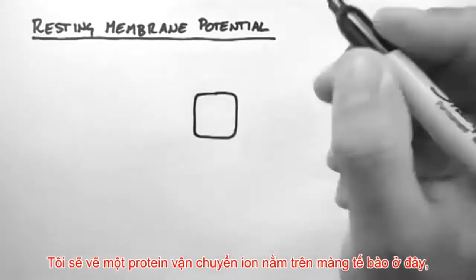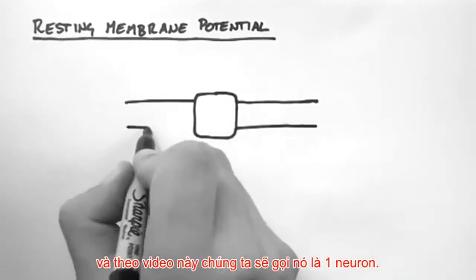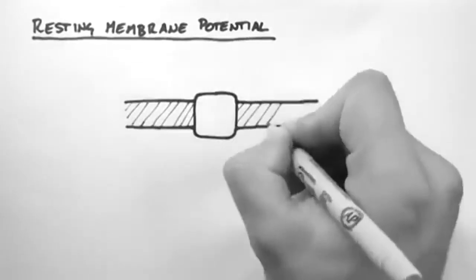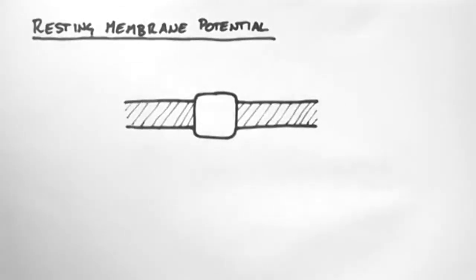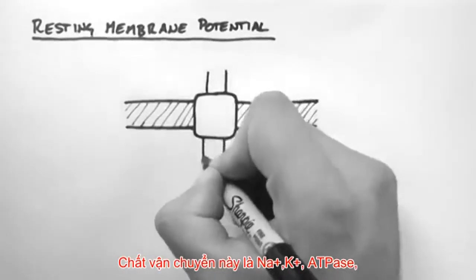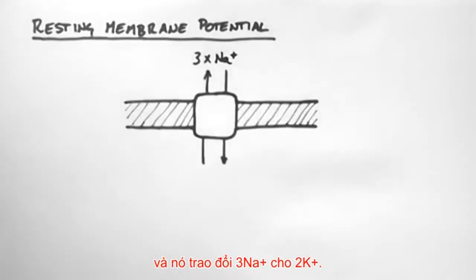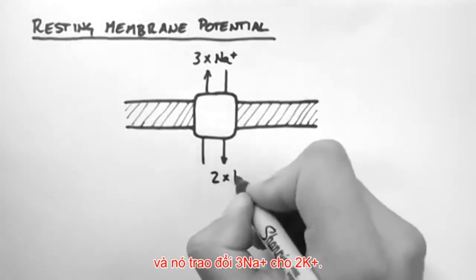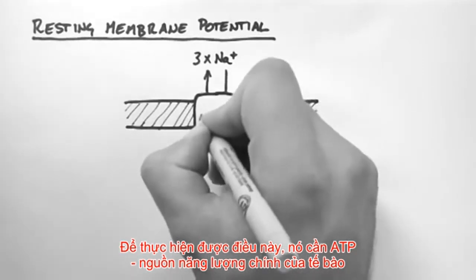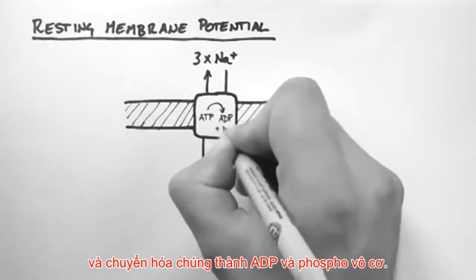So I'm going to draw an ion transporter in a membrane of a cell. For our purposes we'll call this a neuron, but many different cells have this transporter. This transporter is a sodium-potassium ATPase, and it switches 3 sodium for 2 potassium. To do this, it needs ATP, which is the energy source of the cells, and it converts it into ADP and inorganic phosphate.